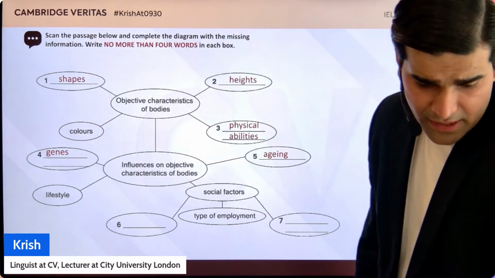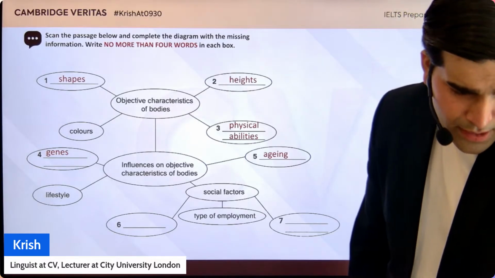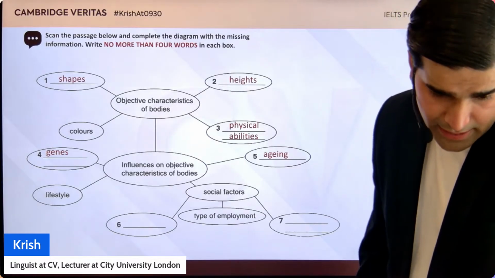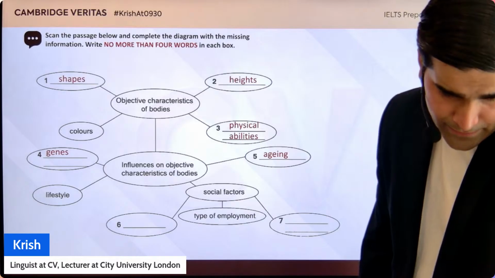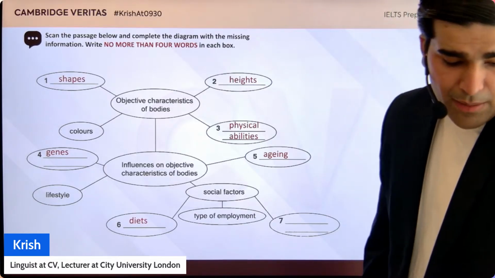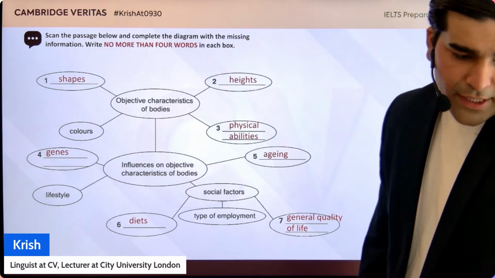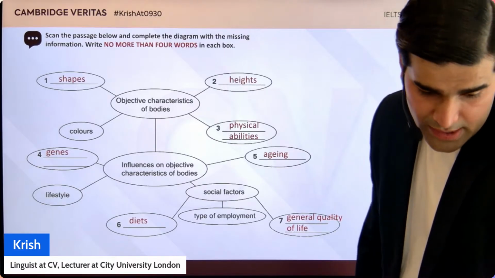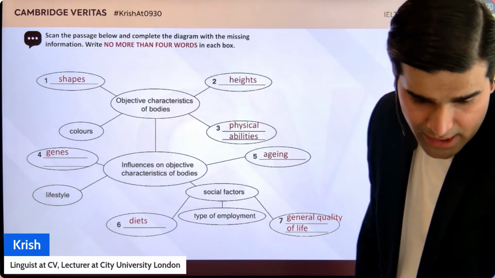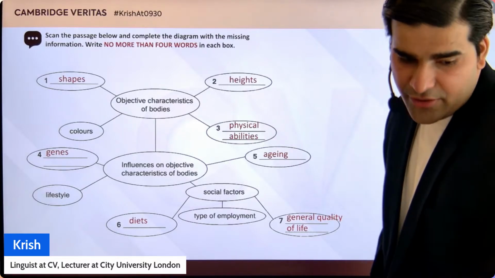Housing conditions in deprived neighborhoods. It's a short answer, actually. Number six is diets, and number four is general quality of life. Thank you. This was not easy. Yeah. Poor diet, very good. And then general quality of life.